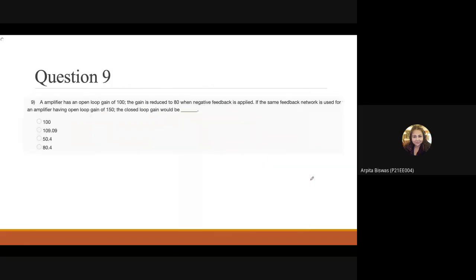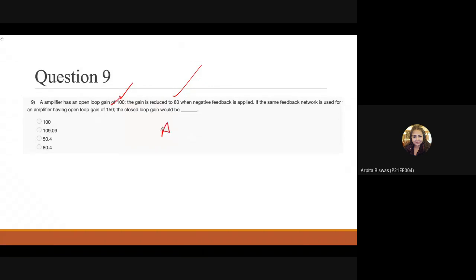Then question number 9. An amplifier has an open loop gain of 100. The gain is reduced to 80 when the negative feedback is applied. If the same feedback network is used, for an amplifier having open loop gain of 50, the closed loop gain would be. So try to find out the right answer. Carefully see what values are given here. These 3 values are given.